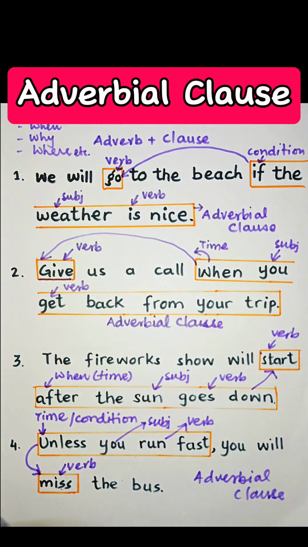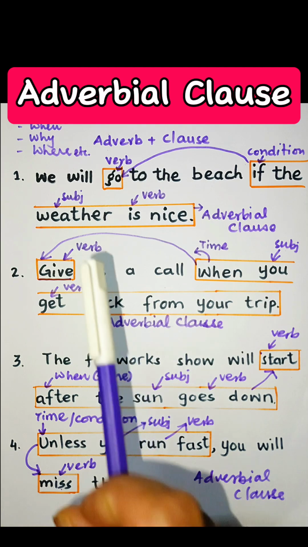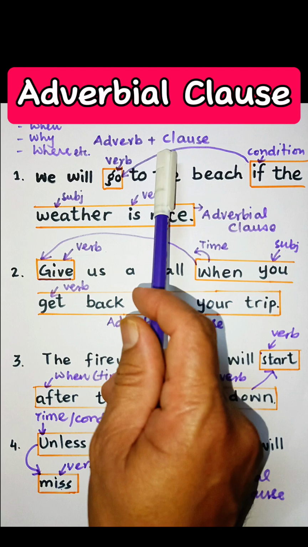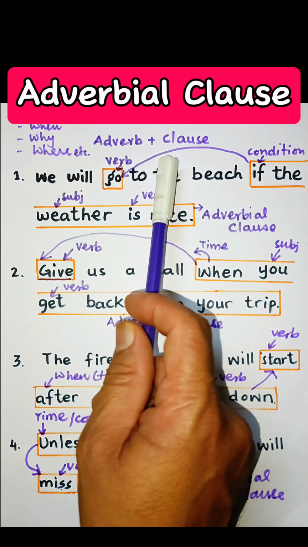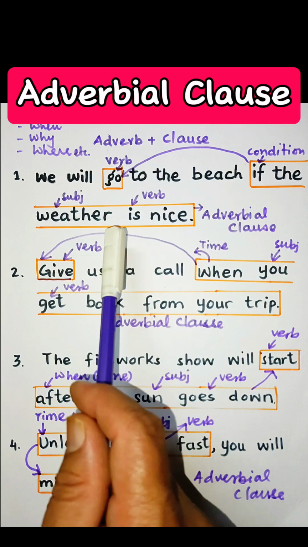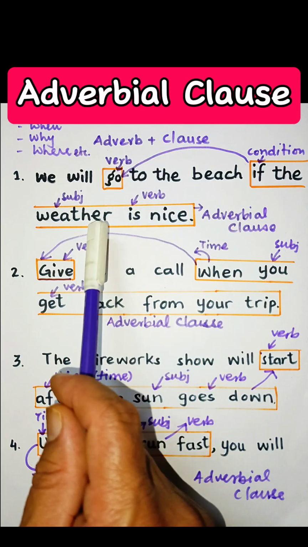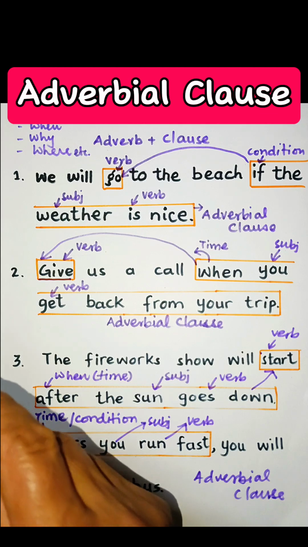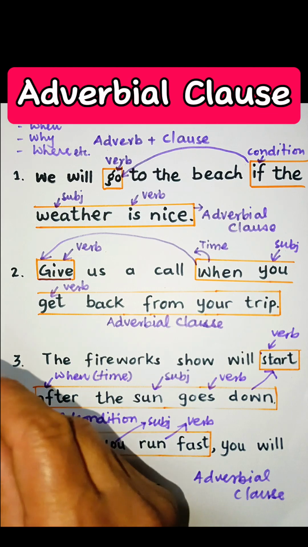Hopefully you understand the concept. So we may conclude by saying that adverbial clauses are those clauses which play the role of an adverb inside a sentence, but it should be a clause. A clause that plays the role of an adverb inside a sentence is always called an adverbial clause.